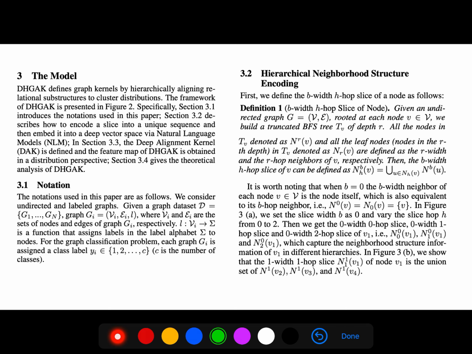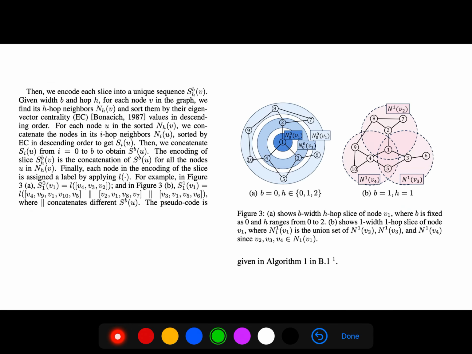Given an undirected graph, we build a truncated breadth-first search tree. Then with that, we can define the B-width edge hop slice. So for each node, we can do it. For example, here shows the B-width edge hop slice of node V1, where B is fixed as 0 and the edge hop ranges from 0 to 2.